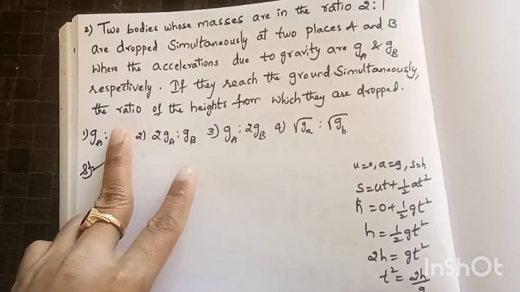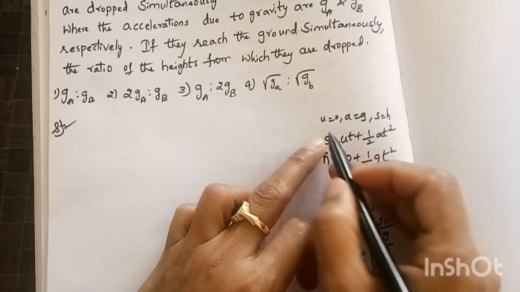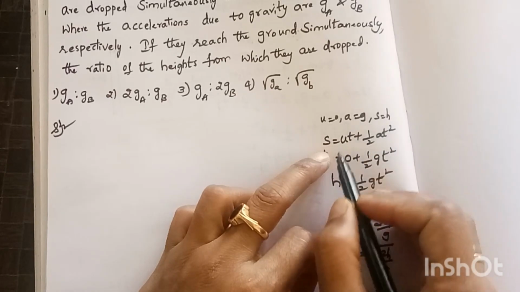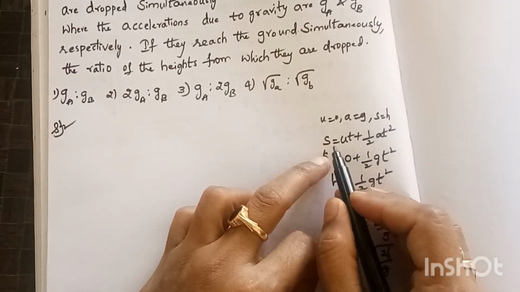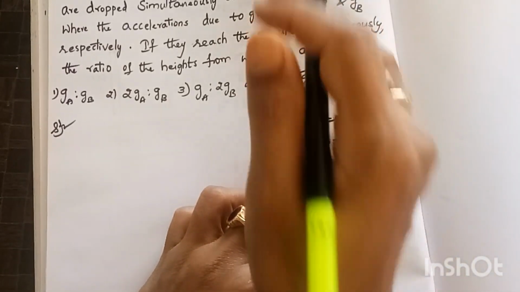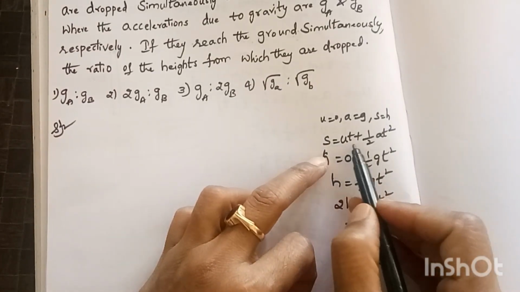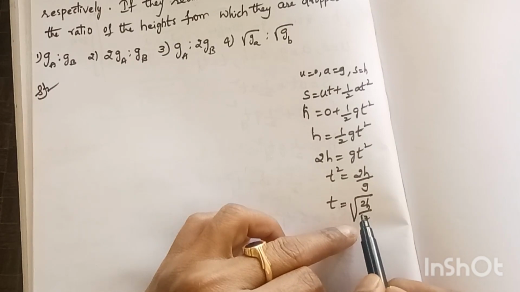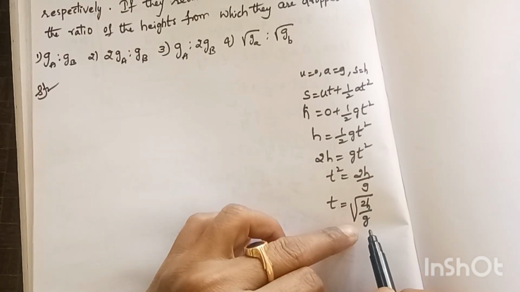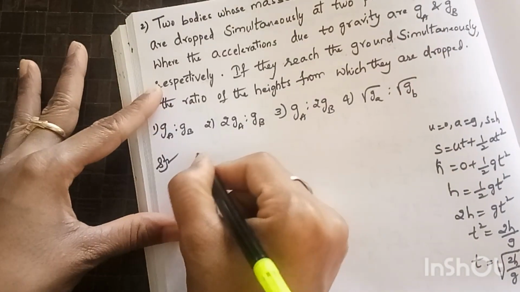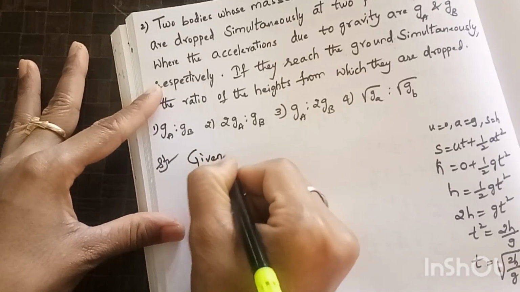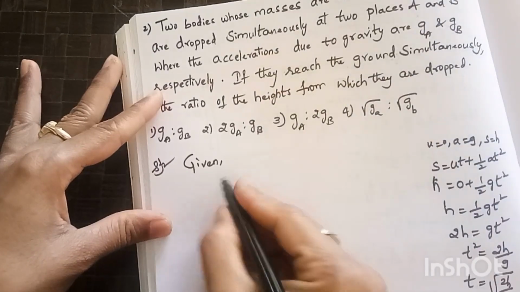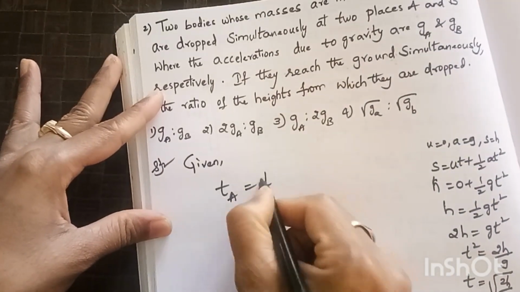We know that for a freely falling body, u equals 0, a equals g, s equals h. Substitute these values here, as we want height. So s equals ut plus half a t square. After substituting, we get t equals under root 2h by g. They said they reach the ground at the same time. So TA equals TB.